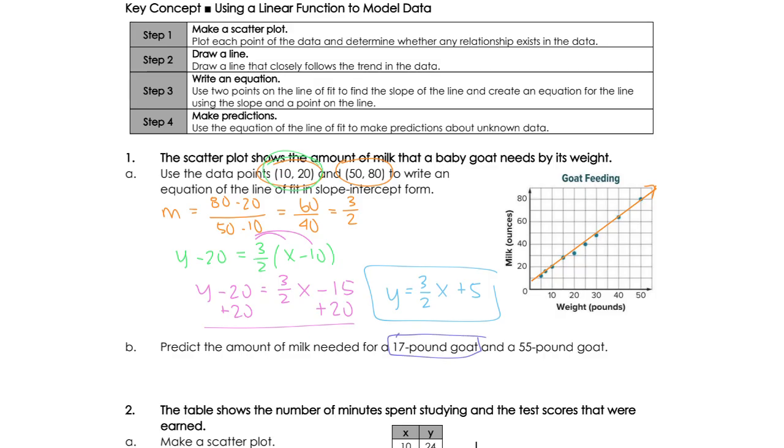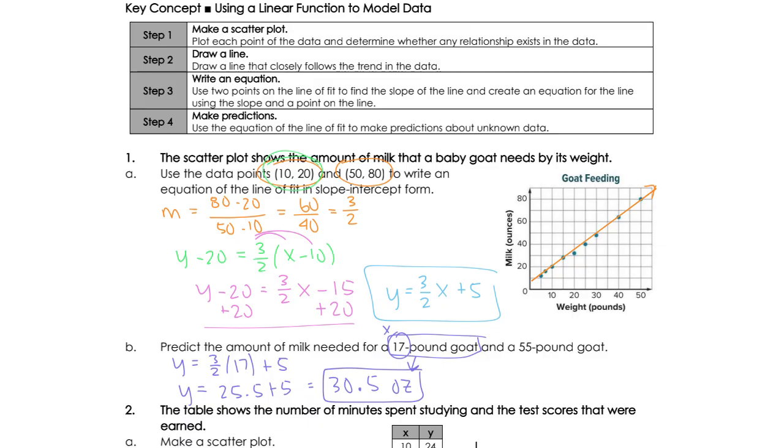So the first thing we're going to do is start with the 17-pound goat. So all I'm going to do is plug this in for x in my equation that I solved for. So I have y equals 3/2 times 17 plus 5. If you remember order of operations, you have to multiply 3/2 by 17 first. So we would get 25.5 and then have to add 5. So that answer would be 30.5. And since this is technically a word problem, there's labels here. We have to label our answer with ounces. So a 17-pound goat would require 30.5 ounces.